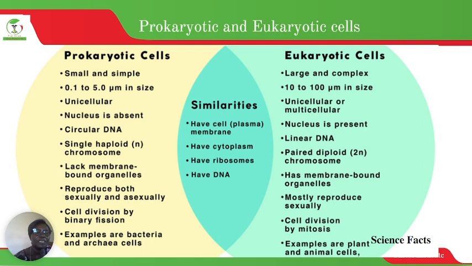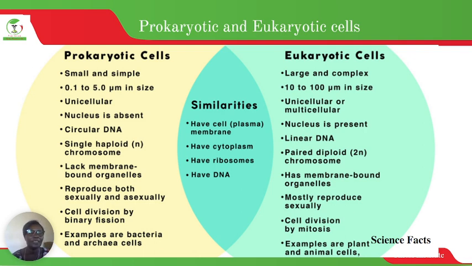The prokaryotic cells lack membrane-bound organelles, whereas the eukaryotic cells have membrane-bound organelles. In other words, the organelles are bound within a membrane. Then the prokaryotic cells reproduce both sexually and asexually, whereas the eukaryotic cells mostly reproduce asexually.